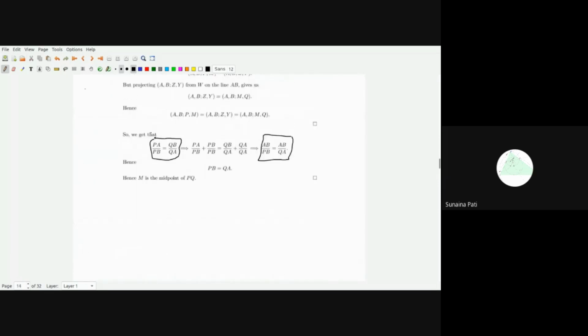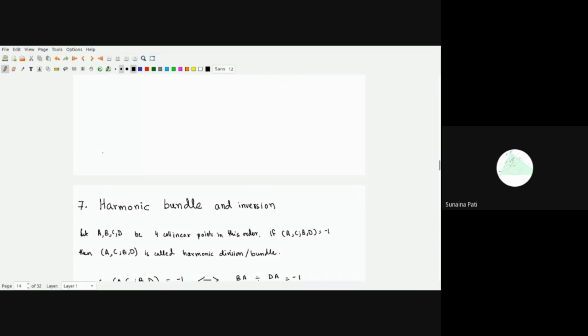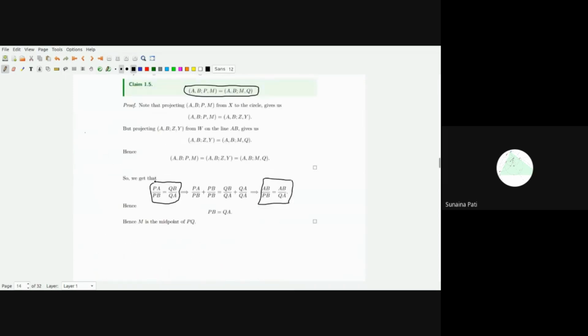The next thing is introducing harmonic bundles. So I'll quickly introduce what harmonic bundles and harmonic quads are. So at least we can say we have done projective zero. Oh, by the way, everybody is fine with the proof, right? Anurag, Malay, and everybody else? Yes. Yay, okay.